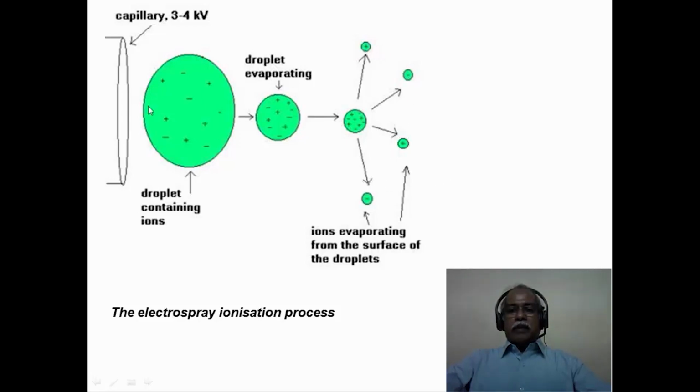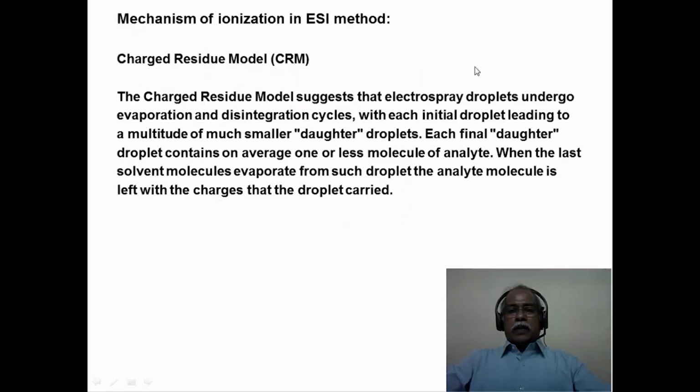By the time it reaches this dimension of droplet, all the solvent molecules would have evaporated, and the analyte is actually in the form of charged species in the gas phase. There are two mechanisms which explain the ionization process in an electrospray ionization methodology. Essentially, they say the same thing, but in a slightly different language. The charged residue model is shown here.